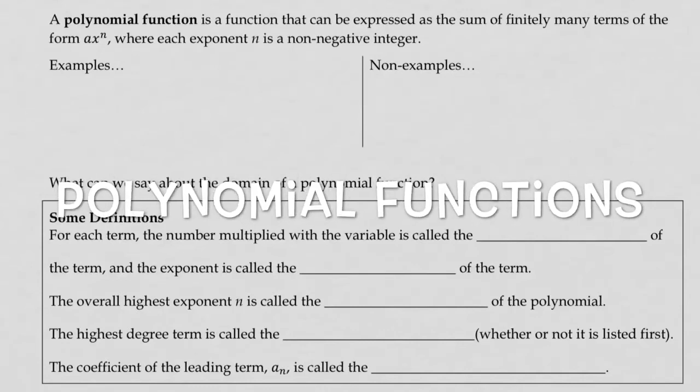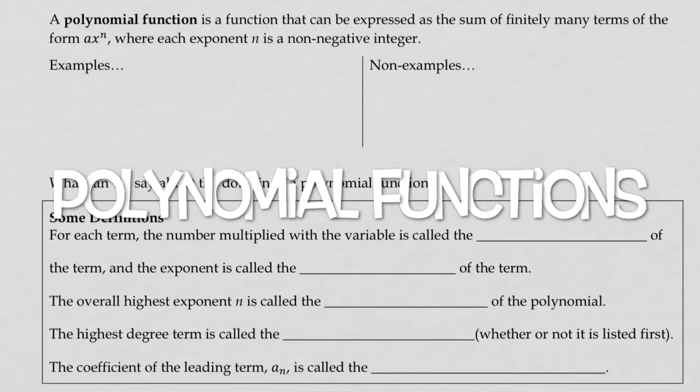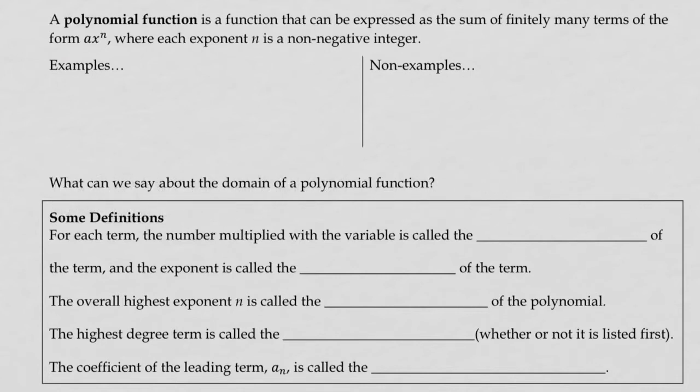A polynomial function is a function that can be expressed as the sum of finitely many terms of the form a times x to the n, where n is a non-negative integer. So I'd like to look at some examples and non-examples and some terminology related to polynomials.